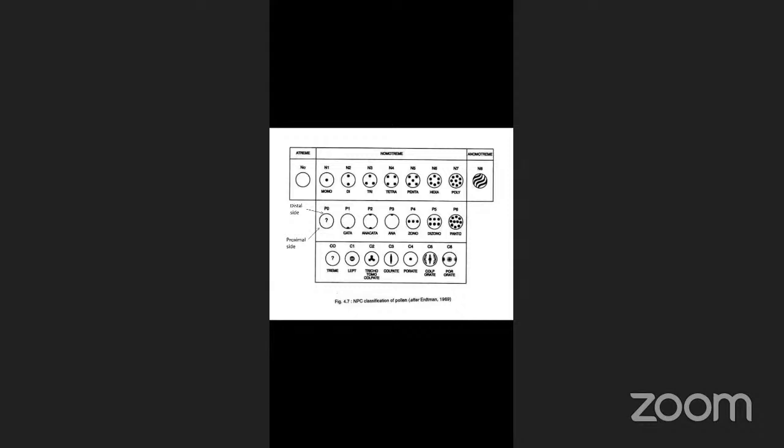Students, on the basis of position and characters, dizonotreme, pentazonotreme means polarity. Penta characters are there. Di means two characters. This is C. Leptoma, this is also the same diagram. No need, the NPC system is also there.